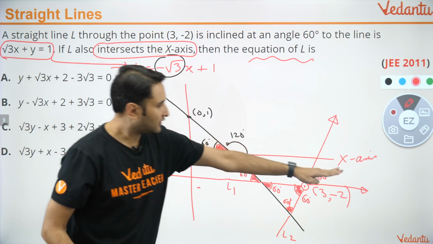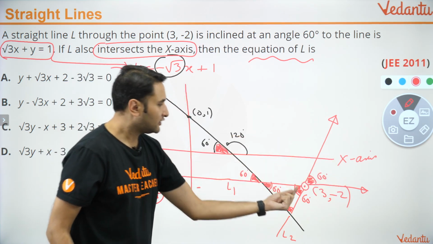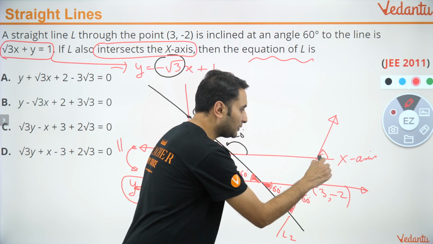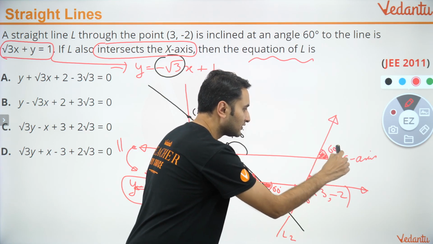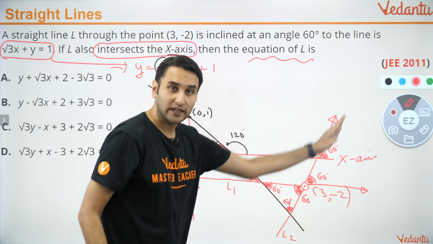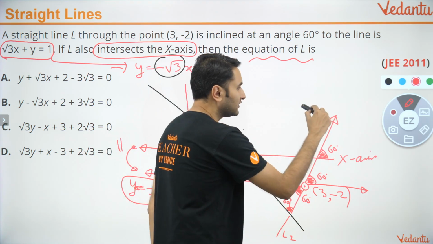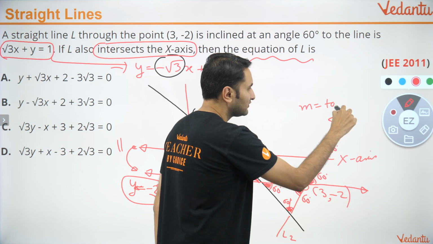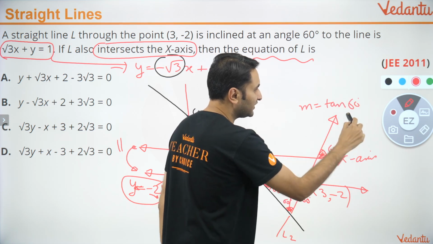But I just got to know that this line and this line are parallel. So if this is 60, then what angle will be this? 60 degree. Awesome. So I know this line now. This line का slope कितना हो जाएगा? इसका m कितना हो गया? tan 60 degree, which is √3.